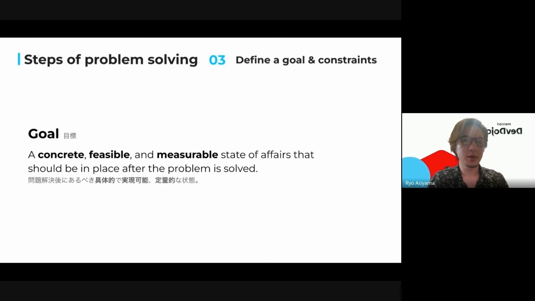And after the solution is implemented, we want to measure to what extent we were able to achieve the goal. Therefore, the goal should be something that can be quantified. When I say having a quantitative goal, it means that it can be compared. So ideally, it is better to have some kind of numerical goal.